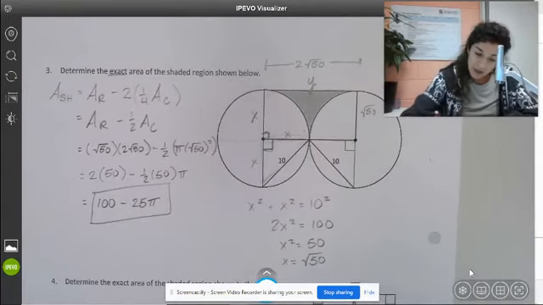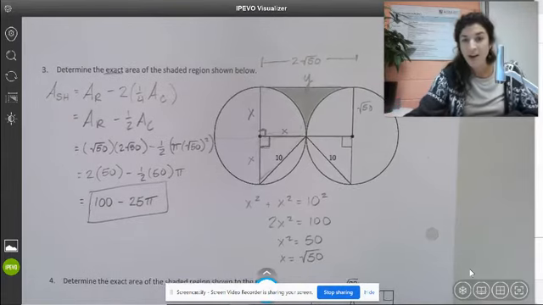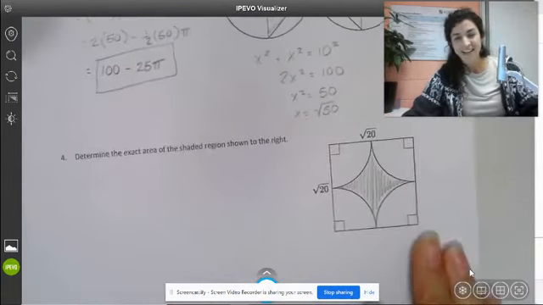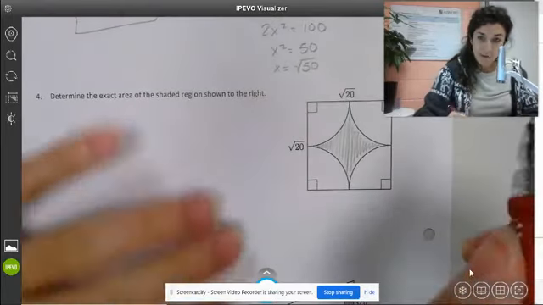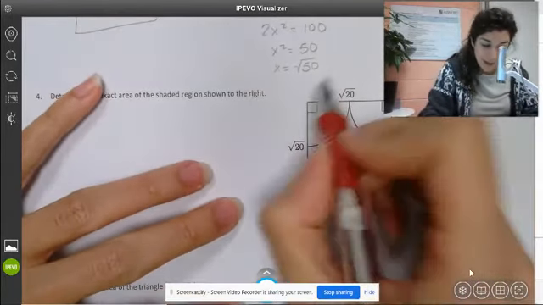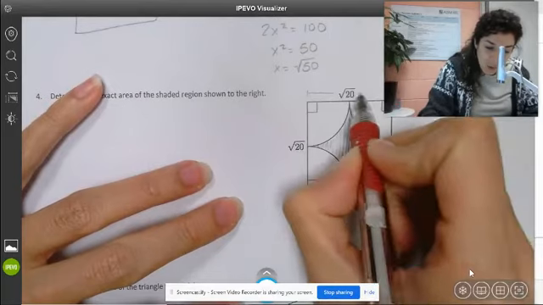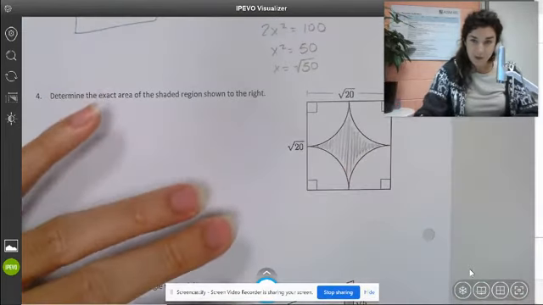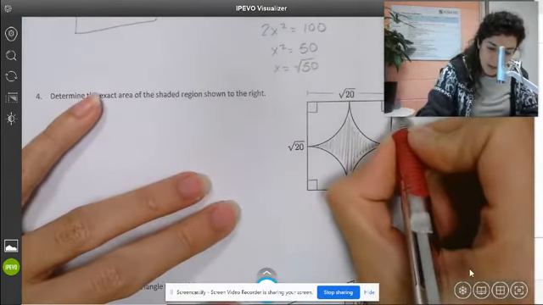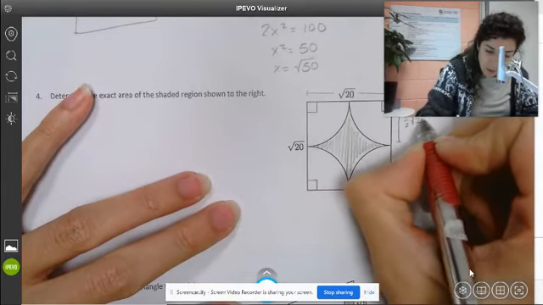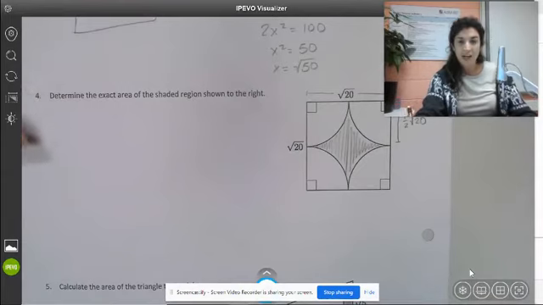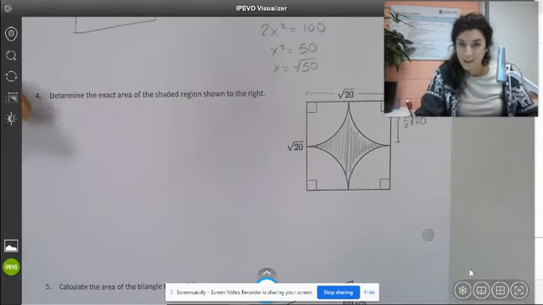Okay, it says determine the exact area of the shaded region. Hard to tell, but this is actually the shaded region that's going on in problem number 4. A few things before I let you loose on this problem. This whole distance is the square root of 20. So if I wanted to represent one of these distances, I would do 1/2 times the square root of 20. All right, see if you can figure this out on your own.